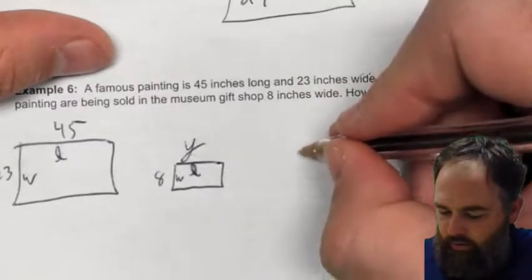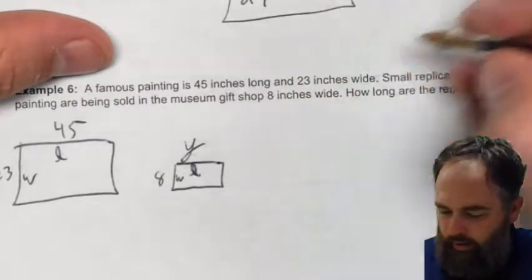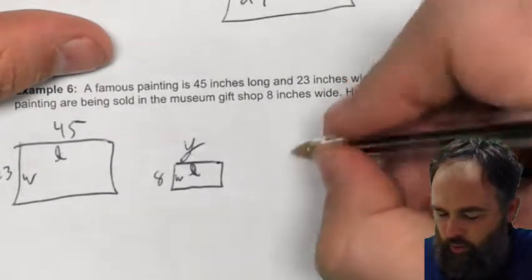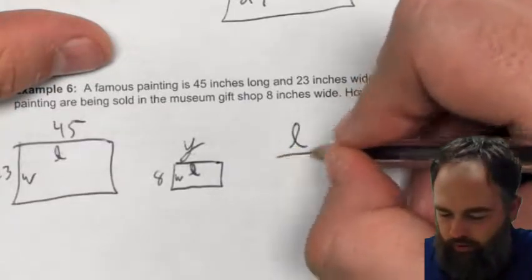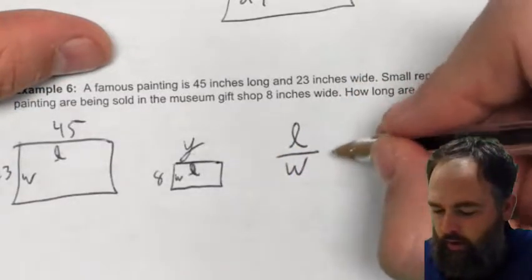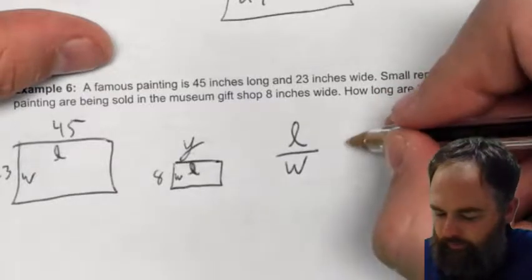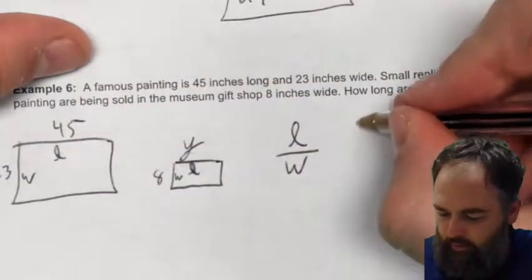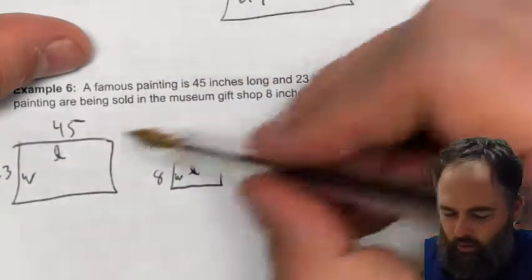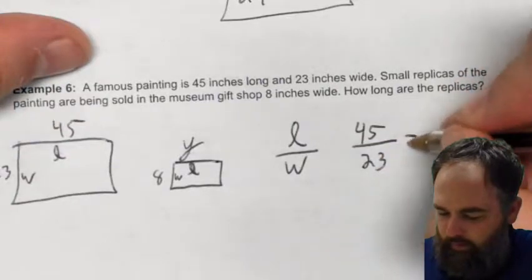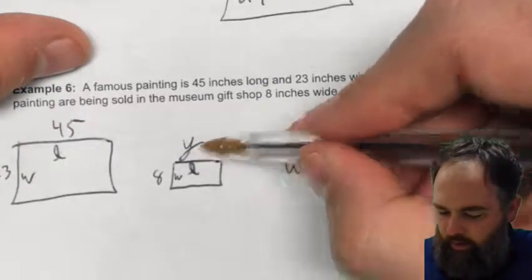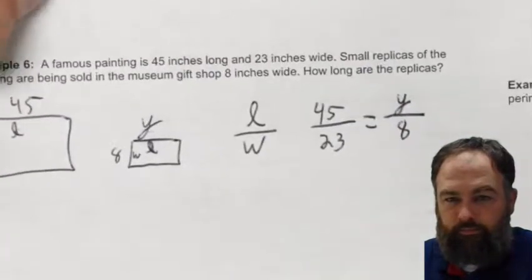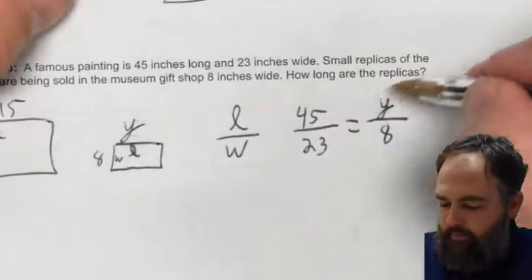Okay, so I am going to set this up. It looks like my two quantities here are length and width. So I'm going to put length on top, width on bottom. That is going to mean that for my first painting, length is 45, width is 23, equals my second painting, length is y and width is 8.